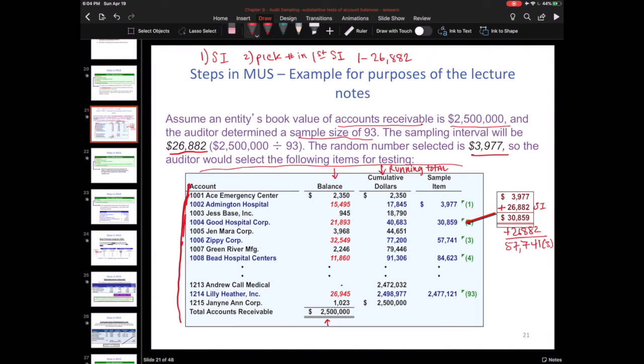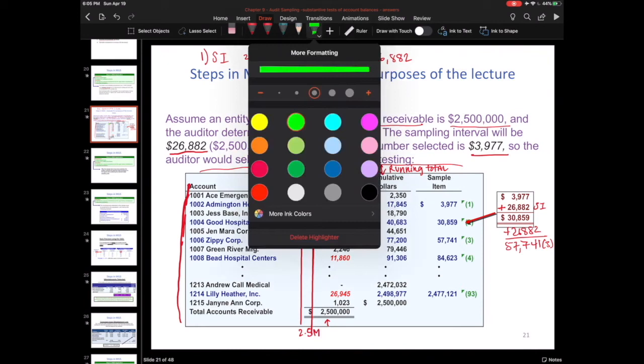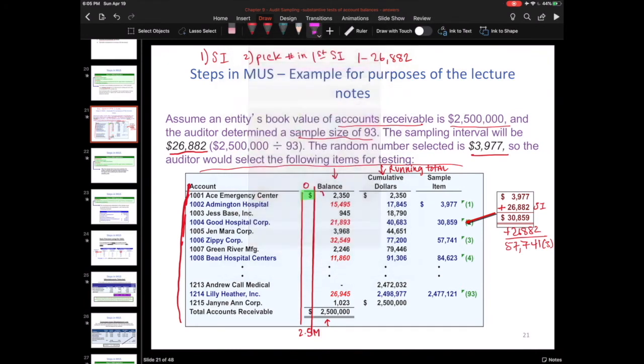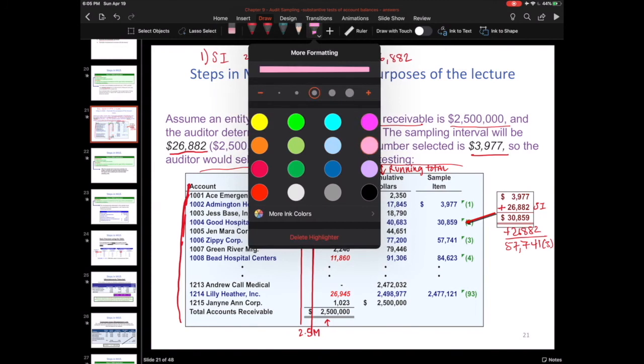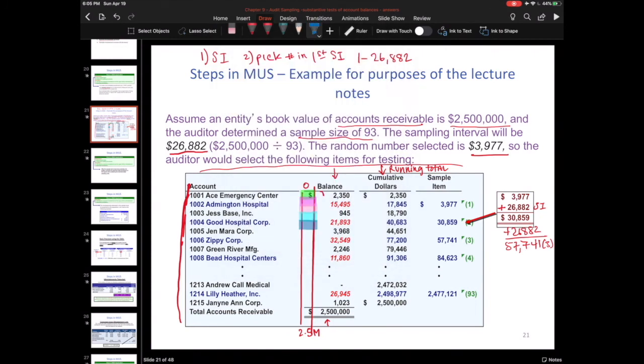Another good way to visualize it is to think of AR as, so this column kind of represents my AR total. It starts at 0 and it ends at 2.5 million. And then within my AR balance, I have all these little account balances making it up, right? And when you add up all these individual account balances, they're going to wind up adding to the 2.5 million.